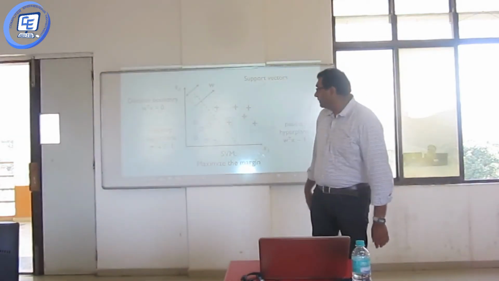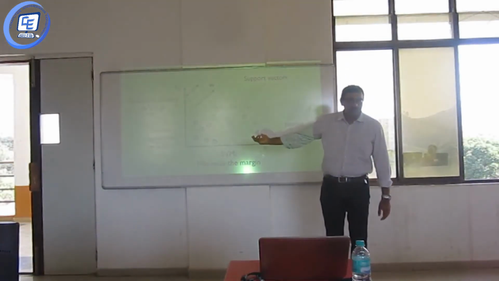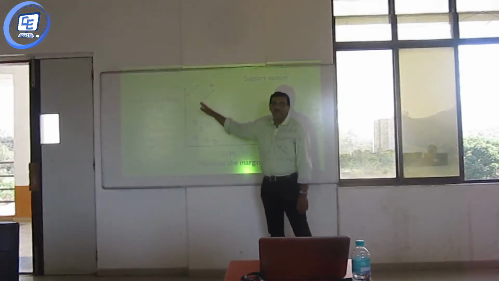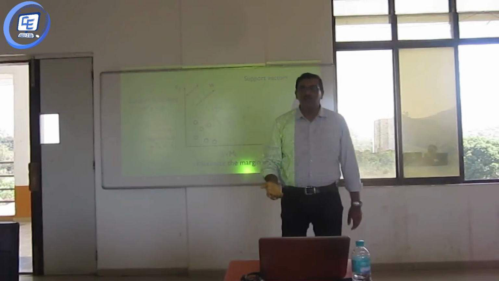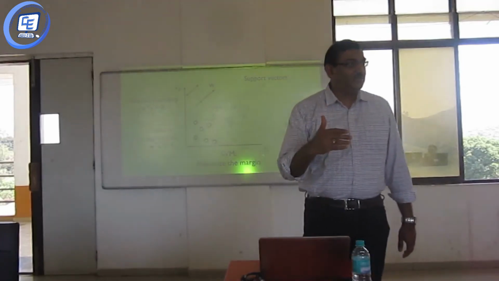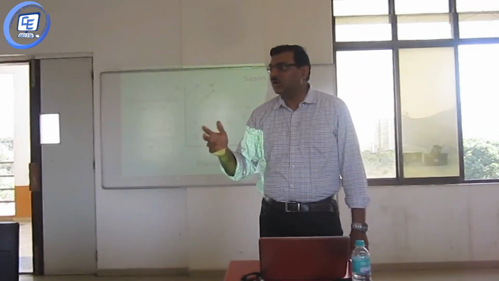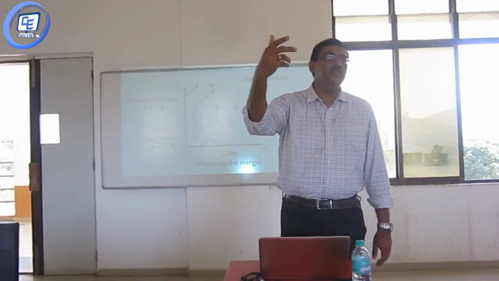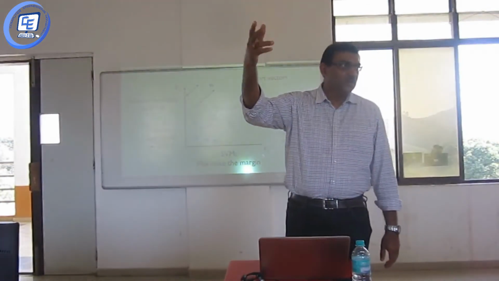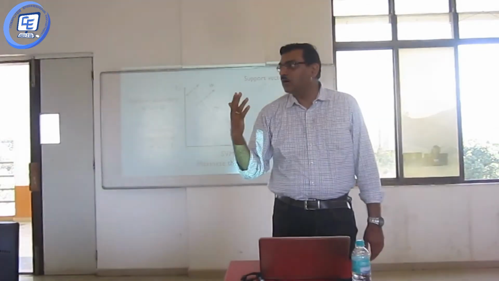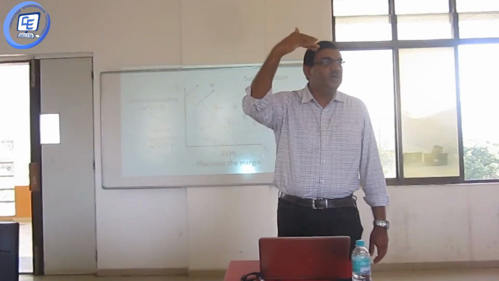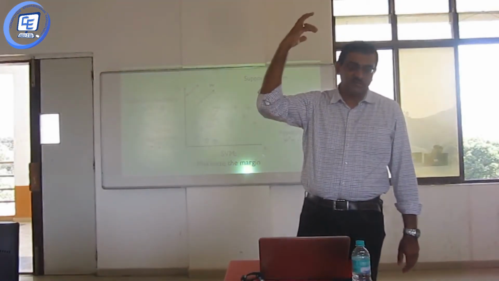Now in this figure, since it is a two-dimensional space, our boundary is a line. If we go for three-dimensional, then the boundary will be a plane. If we go for four-dimensional and above, the general term is hyperplane. In 2D, that boundary is known as a line. In 3D, the boundary is known as a plane. In 4D and above, the boundary is known as a hyperplane.